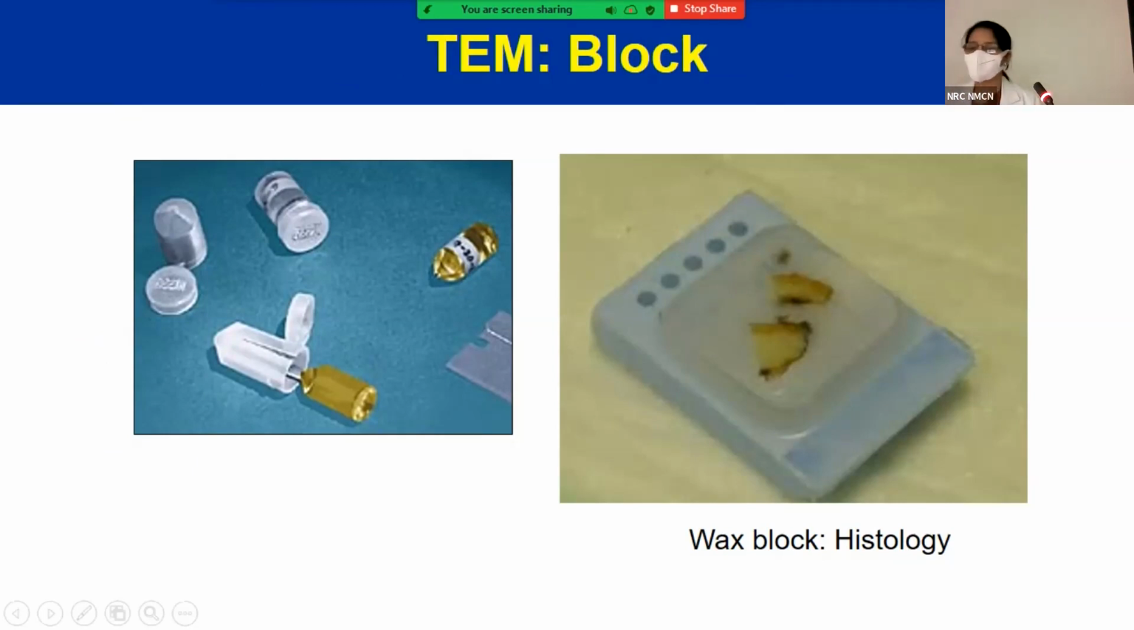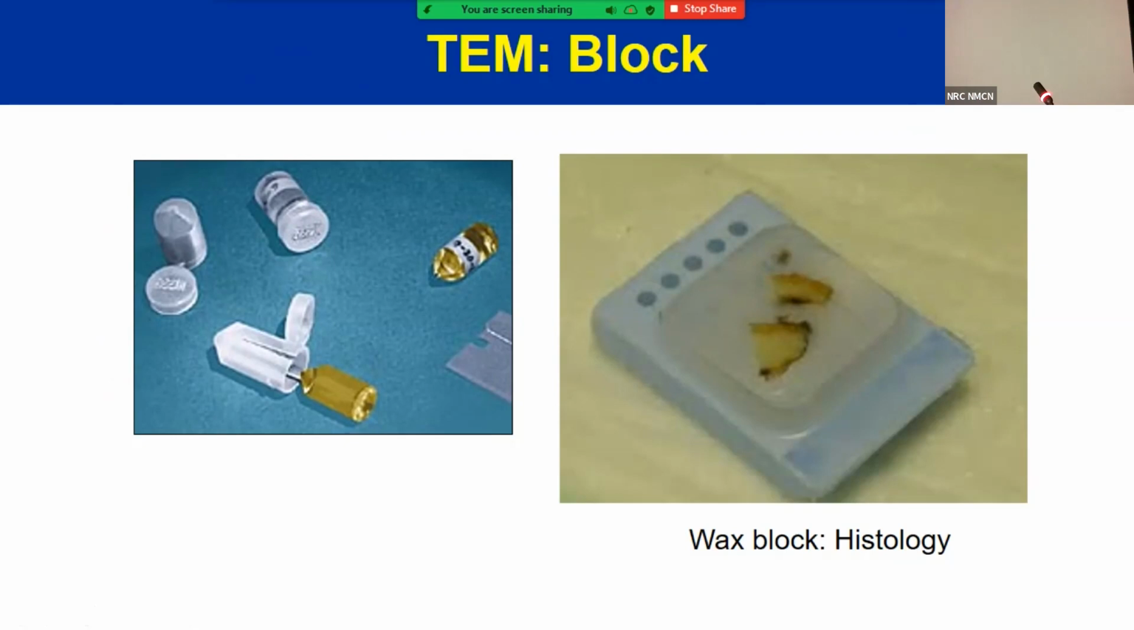This is a wax block. Look at the amount of tissue that you have in the wax block. This is a tissue for, where is the tissue? Can you identify? You see something black at the tip? That is the tissue. This is the amount of tissue that you can process for electron microscopy. I'll show you the grid on which we keep the section.